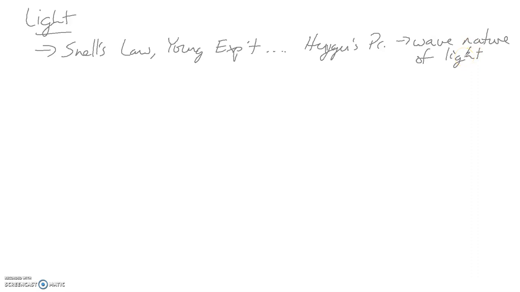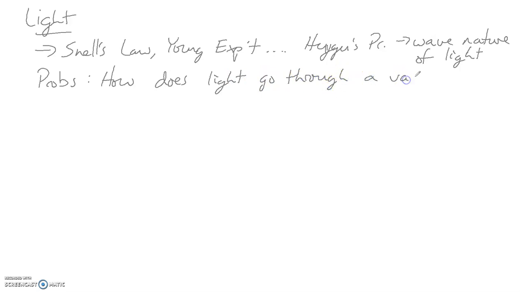Now, one of the problems that they still had way back when, we've mentioned this before, is, of course, how does light go through a vacuum? Okay, so they didn't understand how light can go through a vacuum because, of course, waves need a medium to travel through. And there's a bunch of theories and a whole bunch of stuff out there.